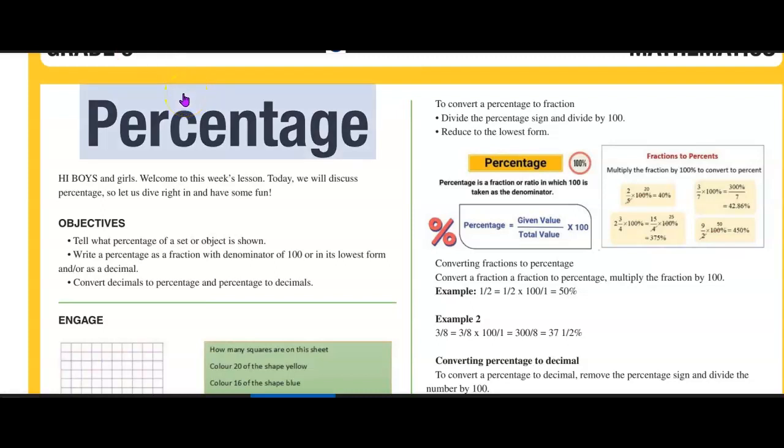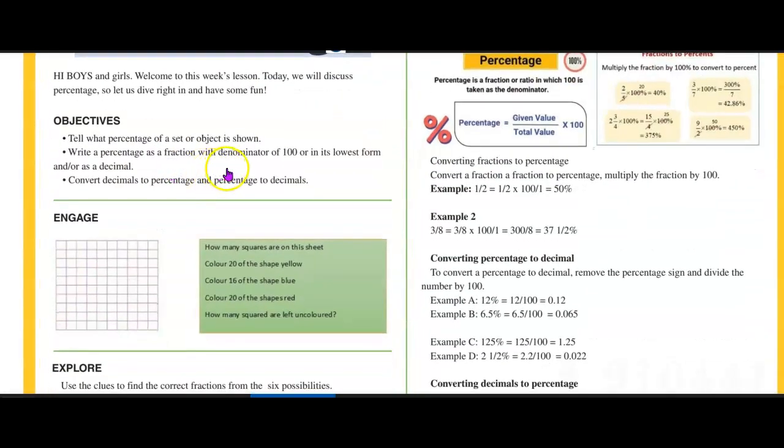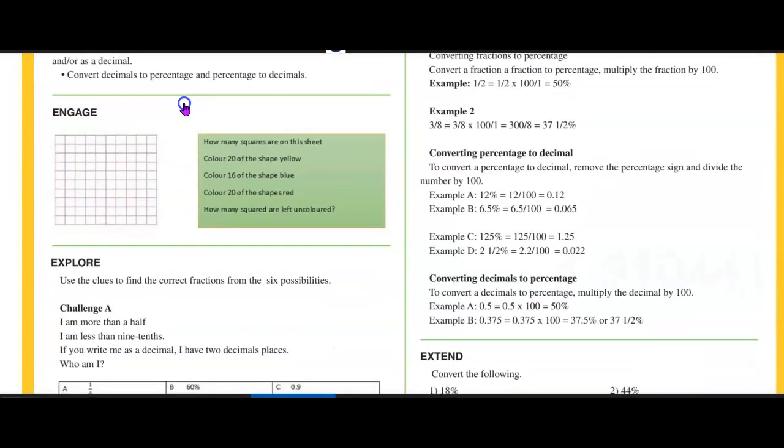By the end of this episode, we should be able to tell what percentage of a set or object is shown, write a percentage as a fraction with a denominator of 100 or in its lowest form and/or as a decimal, and convert decimals to percentages and percentages to decimals.